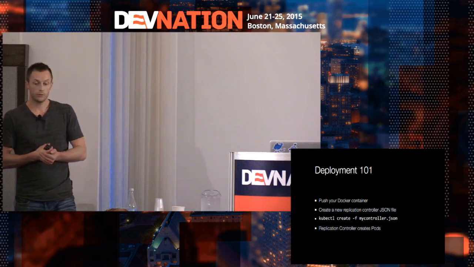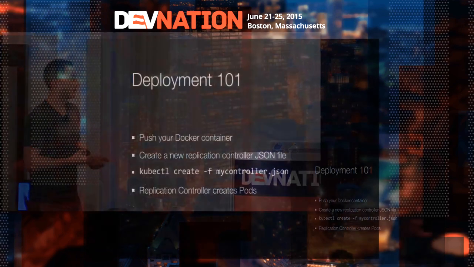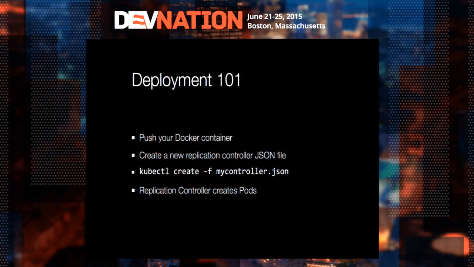So if you want to actually start using this and start deploying something in a Kubernetes cluster, what do you do? Well, looking at the getting started guides out there, it will look like the following. First of all, of course, you have to have a Docker container. We're not going to go into how to do that. I assume you all know that. But you push your Docker container to some kind of repository.